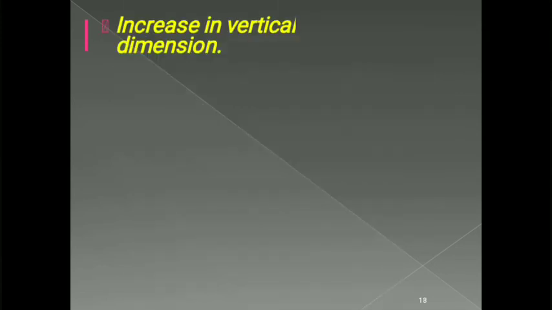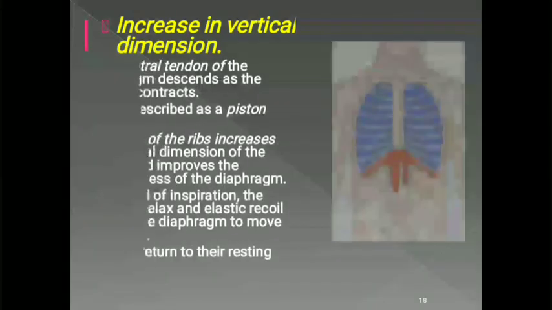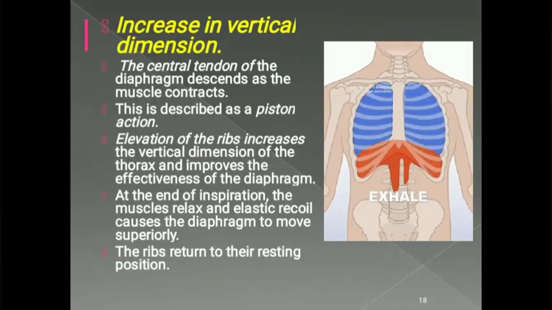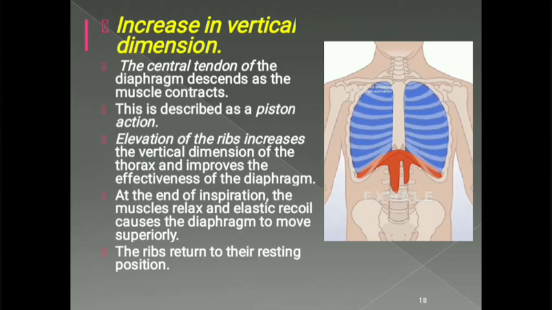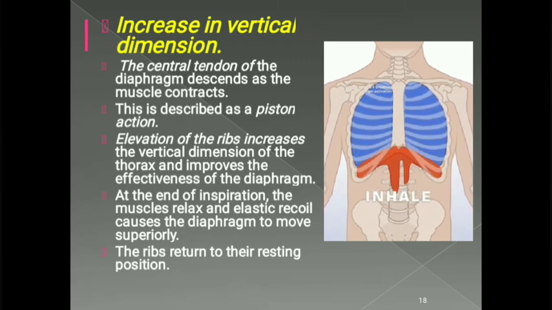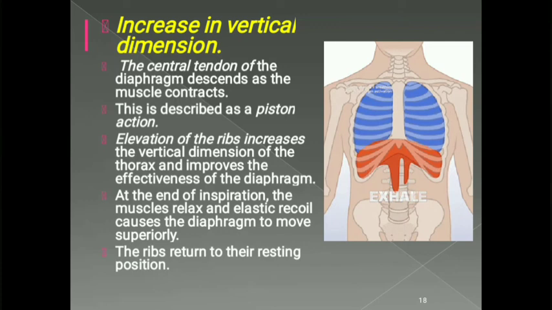Now, the third movement, in which the vertical diameter increases. The central tendon of the diaphragm descends as the muscle contracts. This is described as a piston action. Elevation of the ribs increases the vertical dimension of the thorax and improves the effectiveness of the diaphragm. At the end of inspiration, the muscles relax and elastic recoil causes the diaphragm to move superiorly. The ribs return to their resting position.